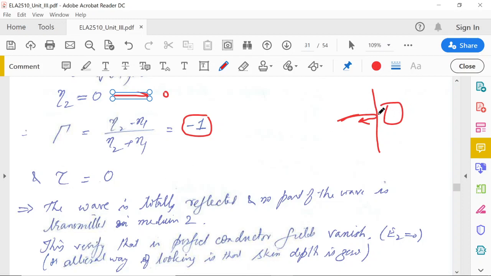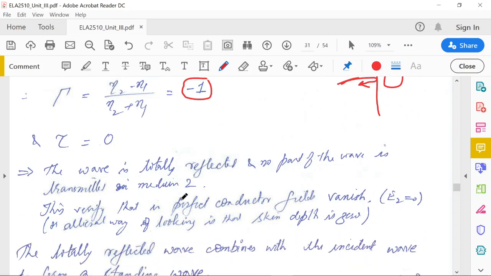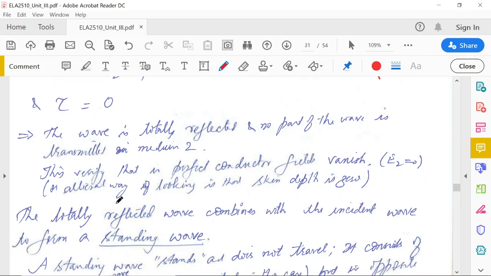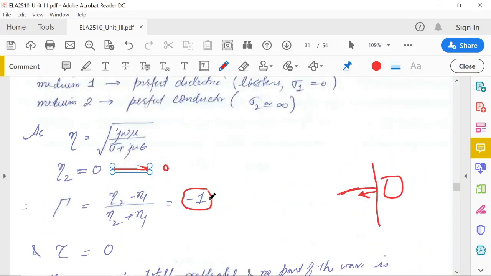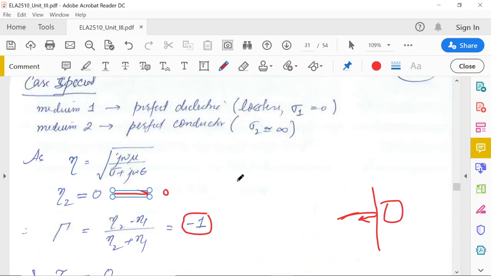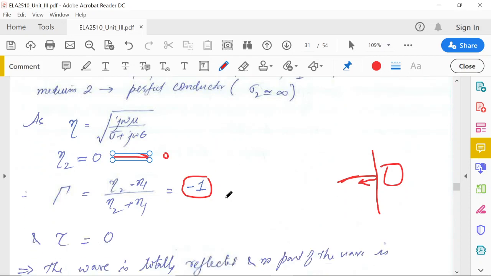No signal will be coupled to the conductor here. So this verifies that in a perfect conductor the field vanishes. We have already discussed that in a perfect conductor, the field generally attenuates very rapidly. Okay, it is a special case here. We have taken the perfect dielectric and perfect conductor.